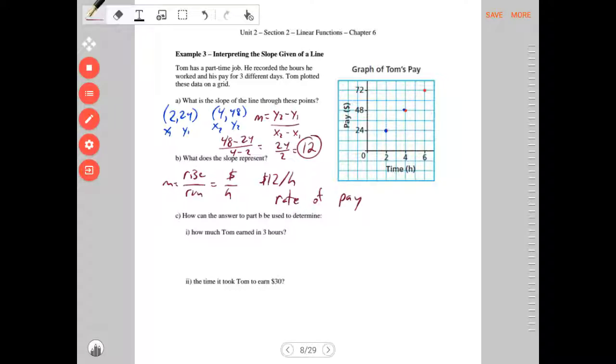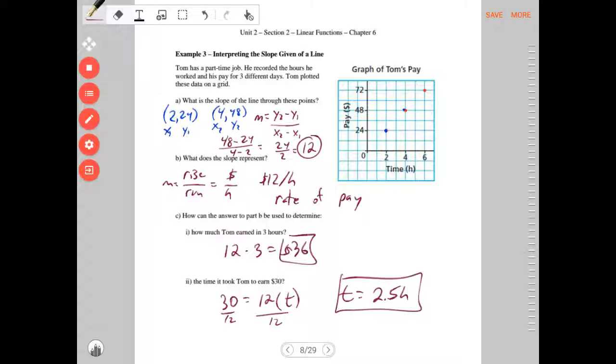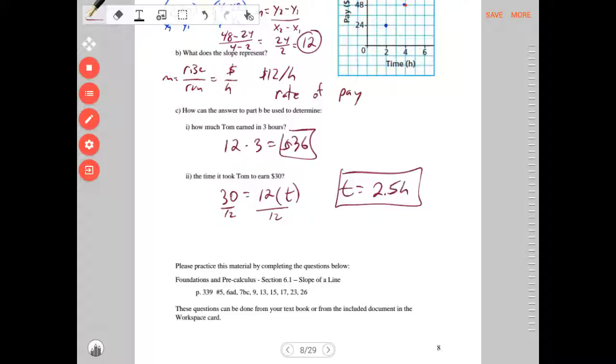So how can you use the answer to B to determine how much Tom earns in 3 hours? If I earn $12 per hour times 3 hours, well, that's $36. And what about the time it takes to earn $30? So $30 is equal to $12 an hour times a certain time. Oh look, 12 times t, so we divide by 12, and t equals 2.5 hours. So that's that. That's great.